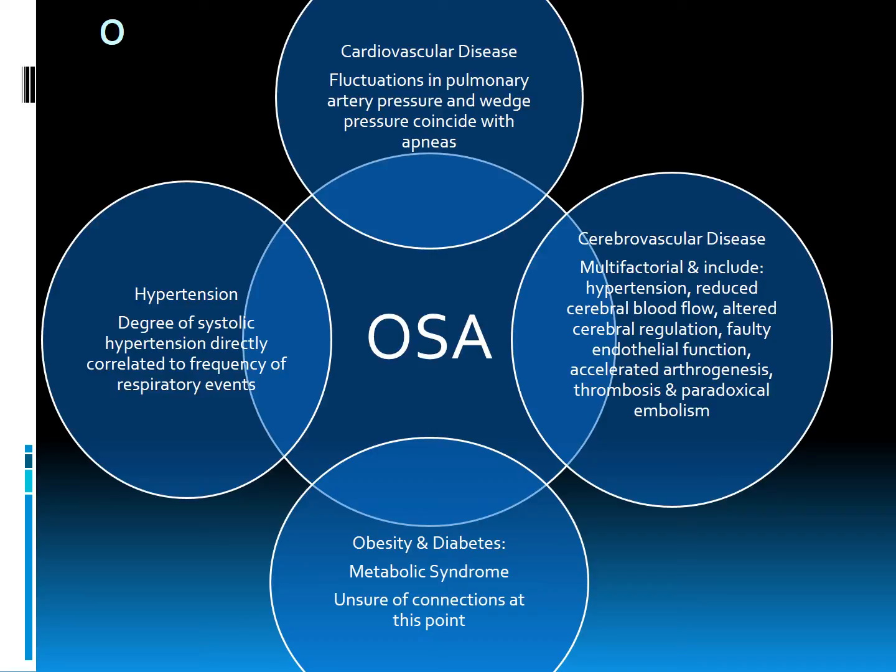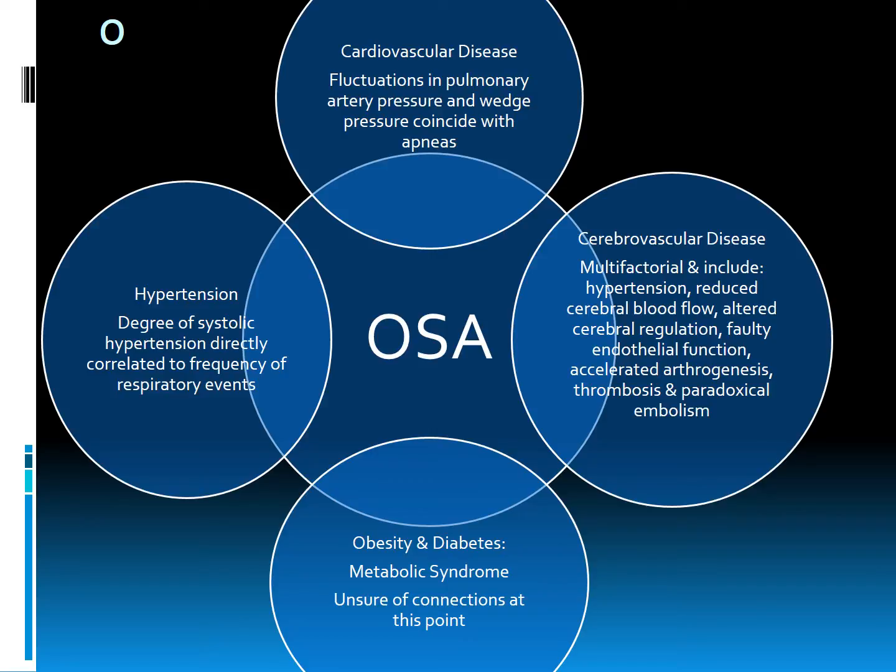Now the circle down at the bottom, obesity and diabetes. OSA has a strong correlation with metabolic syndrome, and they're really unsure of the connections at this point. There's not a lot of studies that say OSA causes obesity, or OSA causes diabetes, or that diabetes causes OSA, or that obesity causes OSA, but they just recognize that there is a strong correlation between the three things. So they think there's a connection there, they just haven't scientifically proven what it is. What they have been able to find out, though, is that OSA can increase insulin resistance, and we will get more into that later.